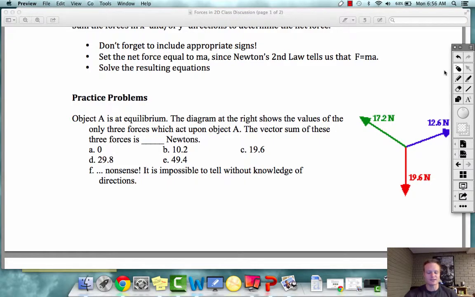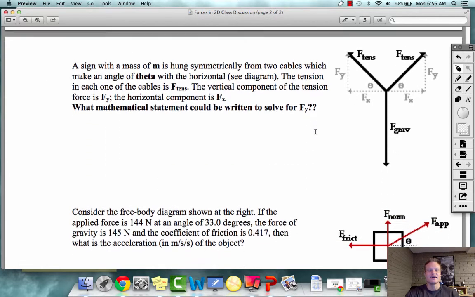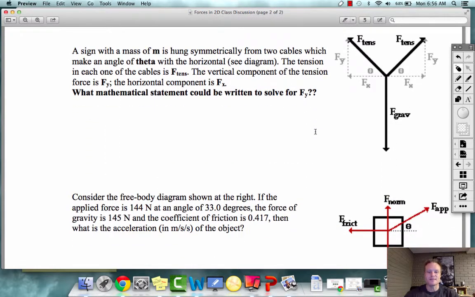Moving on to the back, I guess I should say. It says a sign with mass m is hung symmetrically from 2 cables, which make an angle of theta with the horizontal.